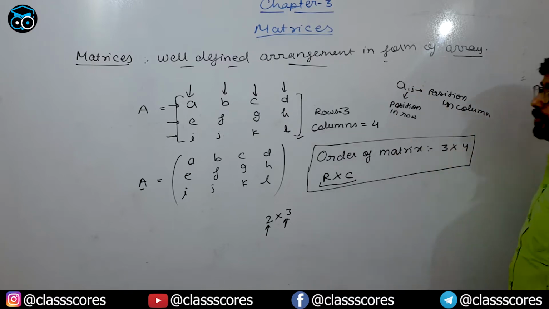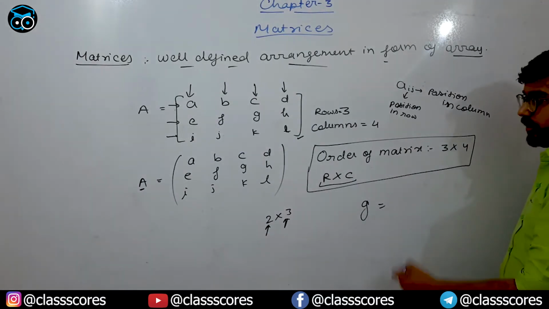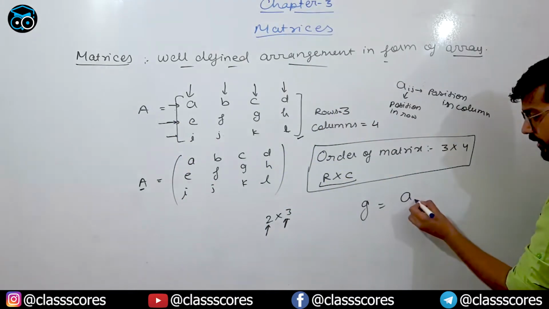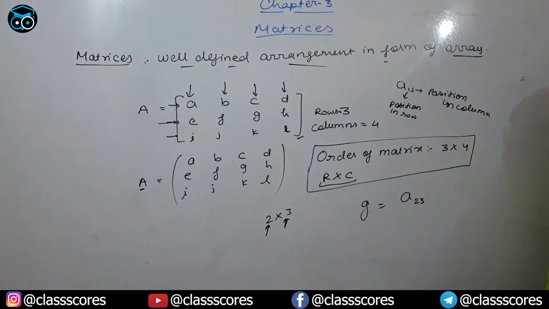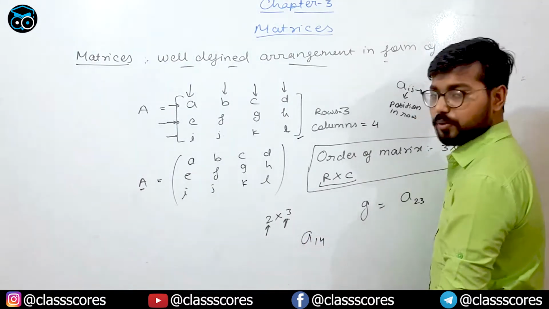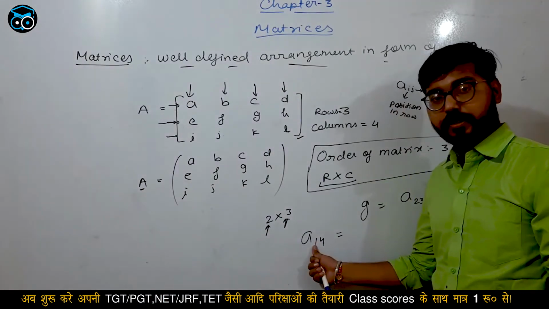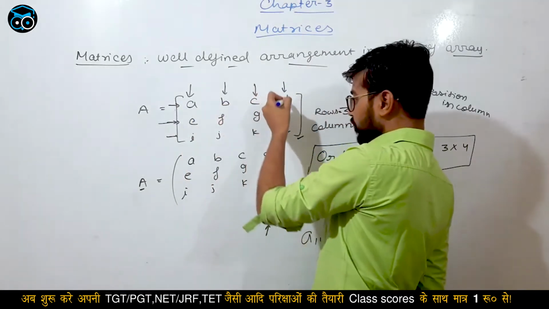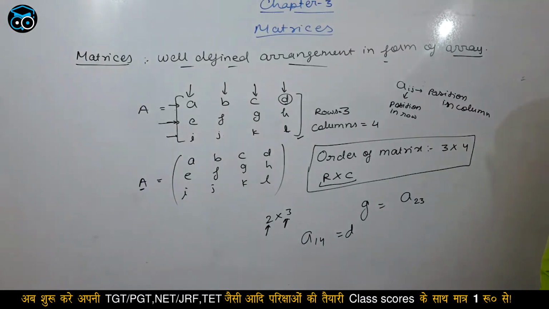Okay, let's take an example. Suppose we have to find the position of G, where G is written. You can say it is written in the second row, so you can write a2, and in the third column, so a23. So it is the position of G. If someone asks to find the value of a14, it means find the value of the element placed at the first row and fourth column. Here it is in the first row and fourth column, so the value is D. So you can write a14 is D.